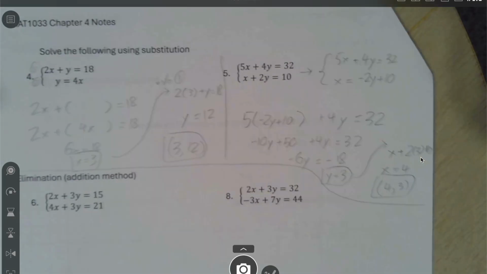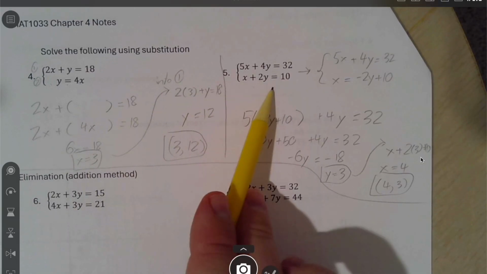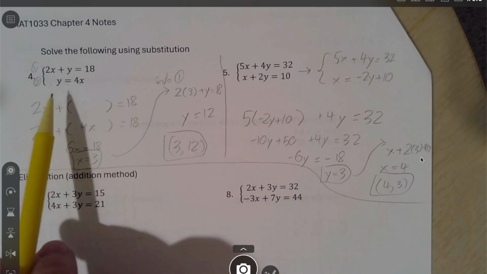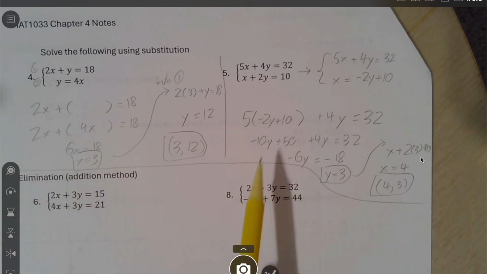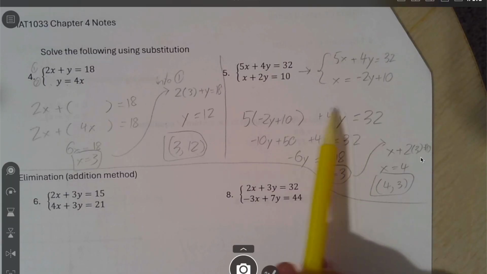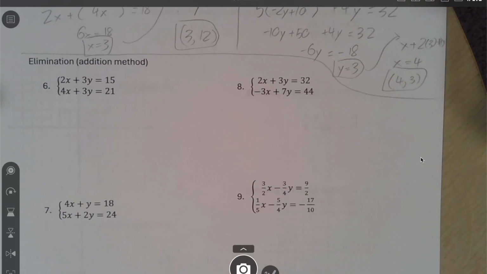So one thing to note is that you might not always have an equation that is solved for a variable, but you can do that. Also notice it doesn't matter whether you isolate y and do substitution or isolate an x and do substitution. Now also it doesn't matter if it's the top or the bottom equation you isolate, it's just whichever one is easier. Alright. Underneath, let's go through elimination.